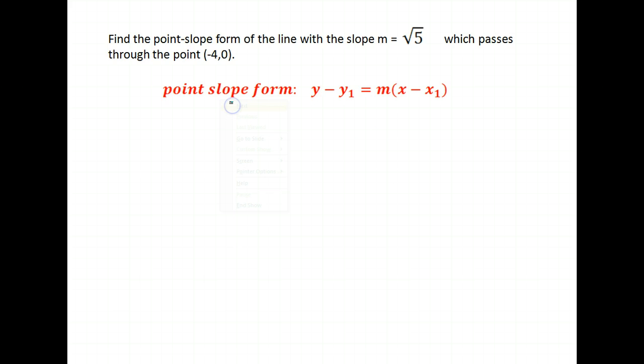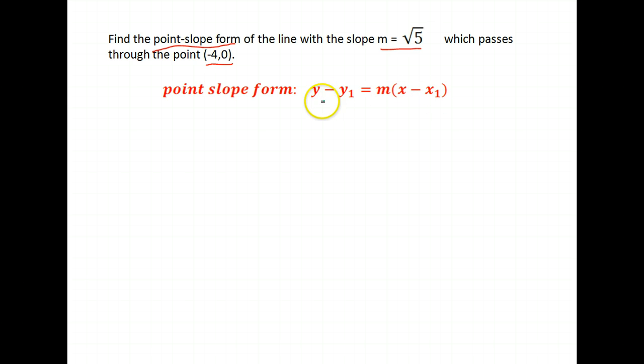I'm going to do a few more of these with just different things that might come up. So here's a second example. Again, notice it says, what's the point slope form of a line? The slope is the square root of 5, and it passes through the point -4, 0. Again, here is the point slope form. Y minus y1 equals m times x minus x1.